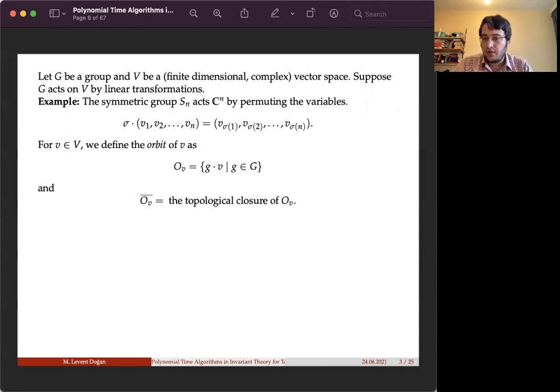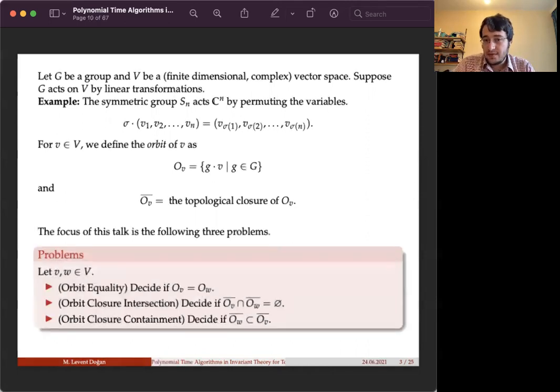We define the orbit of a vector as the set of all vectors that we can reach from V by applying group elements. We denote the orbit by O sub V. This is the first object of interest. So this vector space admits the Zariski topology, and we denote the Zariski closure of the orbit by O_V bar. All problems that we have listed before can be seen as instances of the following three problems.